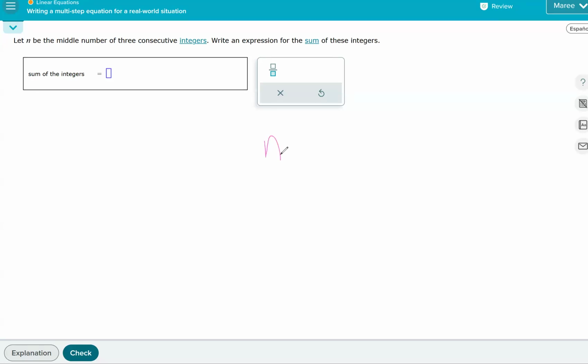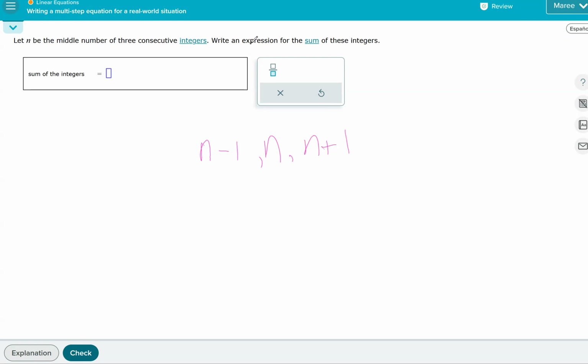We have N. We have the number before it. And because we only know the middle number's N, the number that comes right before it is N minus 1. And we have the number coming after it, which is N plus 1. So here's our three consecutive integers. N is the middle number.